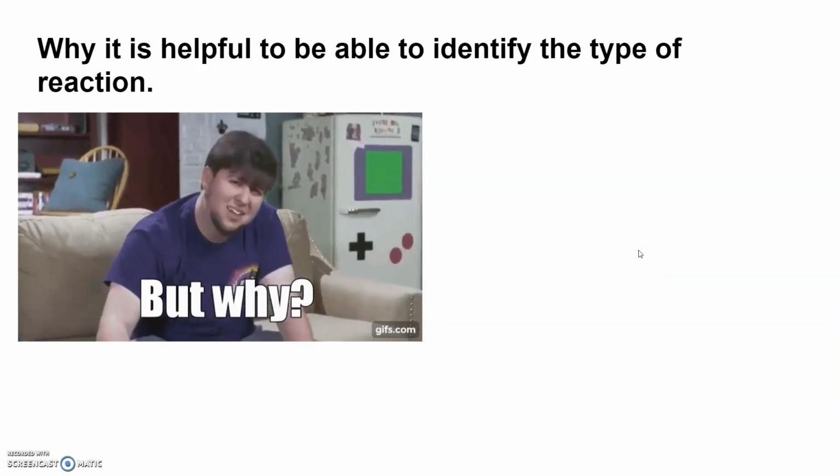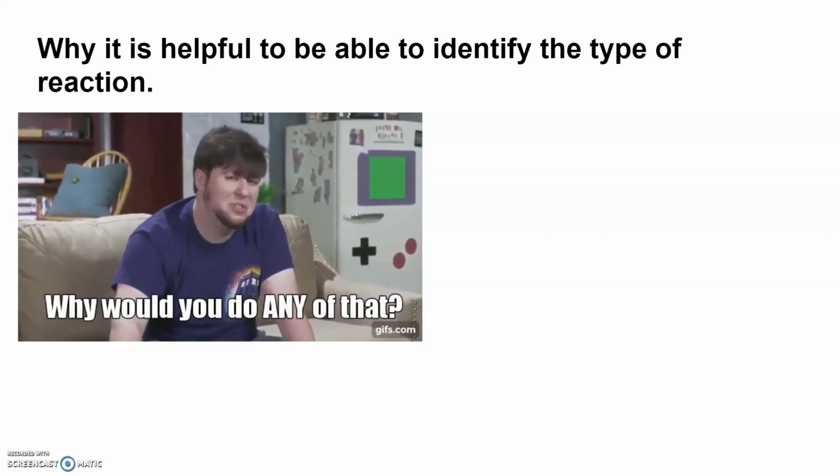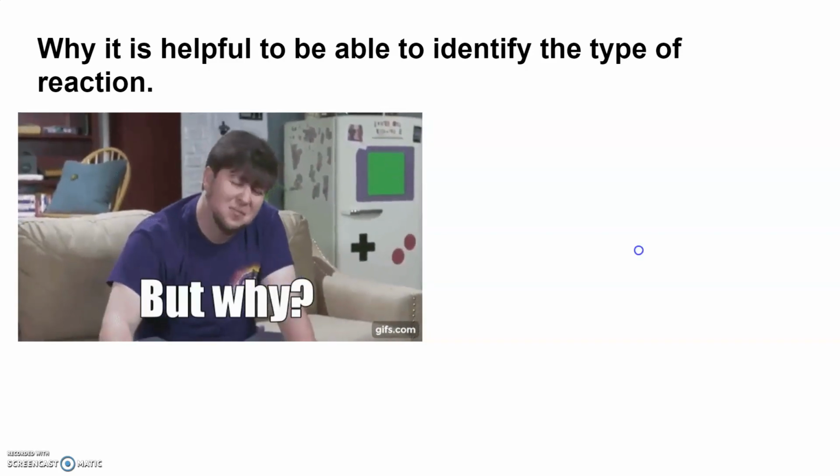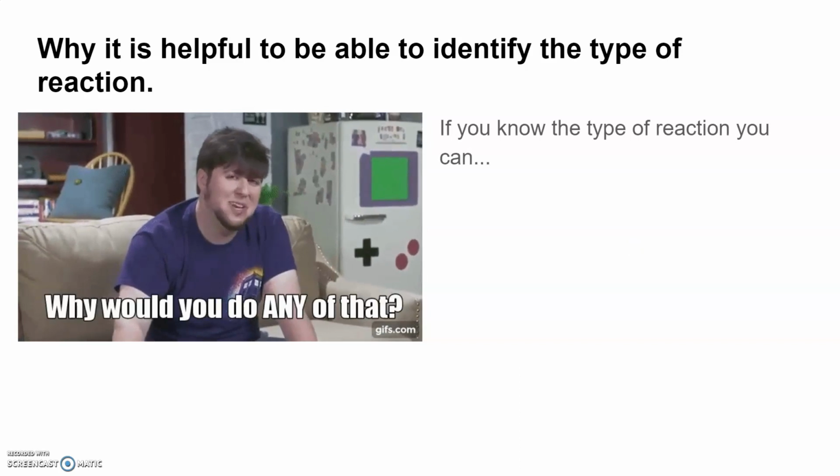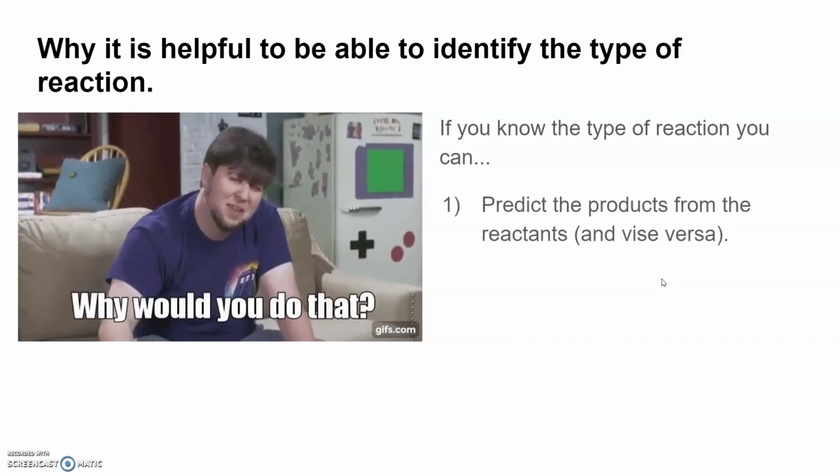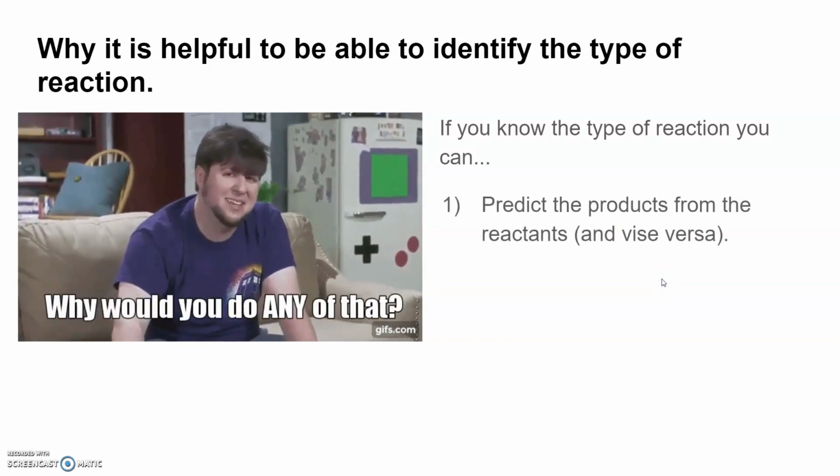So why is it helpful to be able to identify the type of reaction? Why do we need to know the 5 types? So if you know the type of reaction, there's a couple things that you can do. One, you can predict the products from the reactants and vice versa.